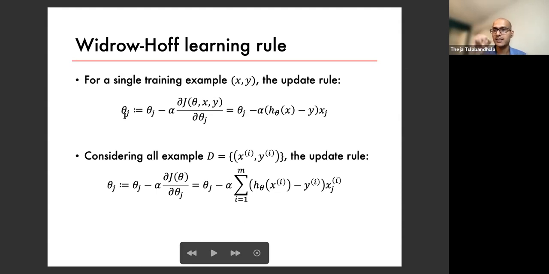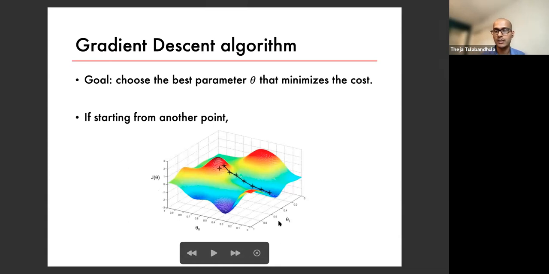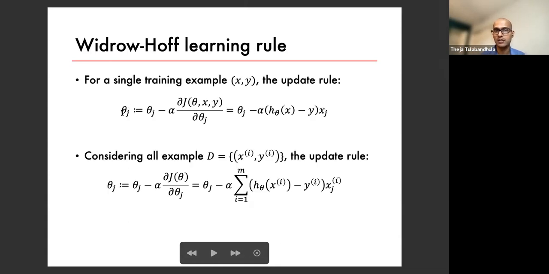So j is the coordinate. In the previous slide, theta naught and theta 1, there are two thetas, so 0 and 1 would be the two values for j. And it's the learning rate times the gradient of the loss, but only with respect to theta j. So basically, this is the partial derivative of the loss function with respect to theta j. It's called a learning rule, which was studied earlier, but it's basically an example of gradient descent.